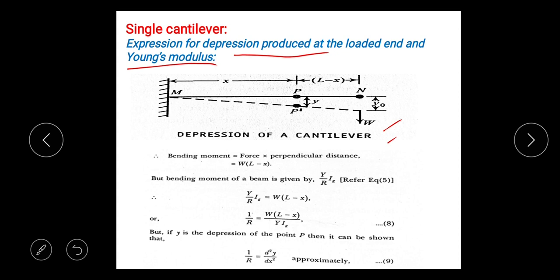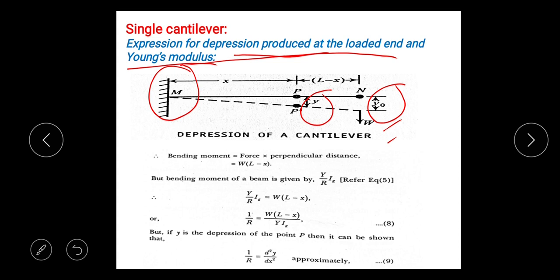Now we'll see the geometry of the diagram. The length of this beam is L, fixed at M. This is fixed at M. Total length is taken as L, so from here to here it is L. Let a load W act on the beam at N. So W is acting on a point N. As a result, the beam bends and we get a depression in the beam. Two depressions are given here. One is Y0 at N. Another depression is Y at P.